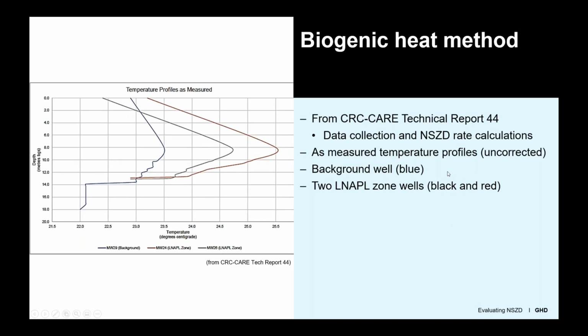From the CRC CARE technical report, here's an example of data that was collected. The plot on the far left, in blue, is the background location, and the two on the right are the ones collected in one of the monitoring wells. The plot itself goes from about 21.5 degrees Celsius to almost 26. On all of these plots, on the left is the depth, with the surface at the top, increasing going down, so it represents what you would see in the well.